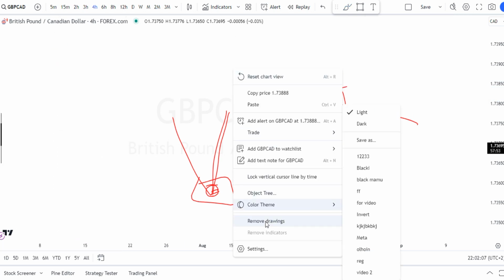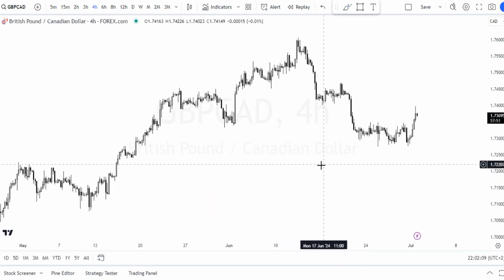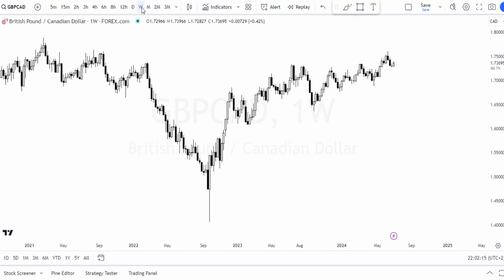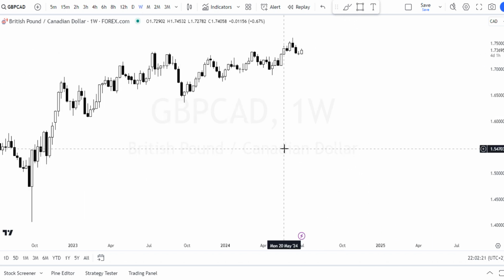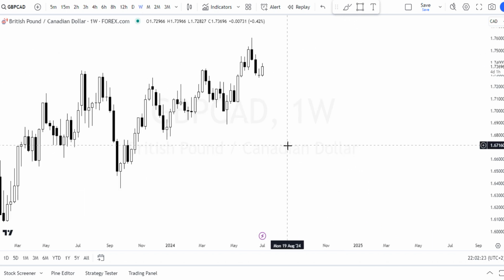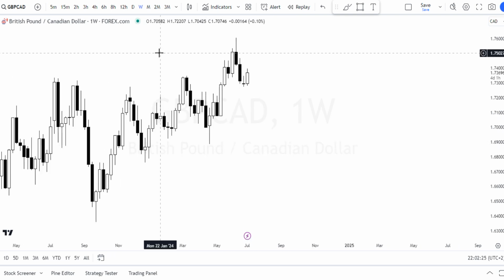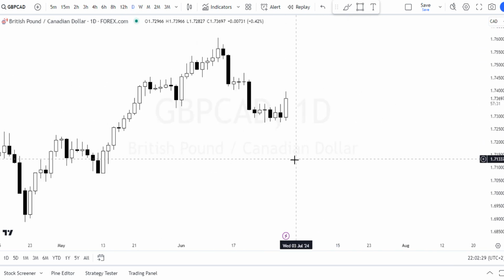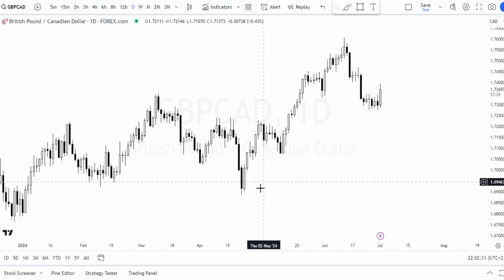Okay guys, in order to identify the best order blocks, you have to understand the market direction. You have to find the order blocks according to the market direction, not against it. What is the market direction? Let's say here, we can see that the market was going up from here.